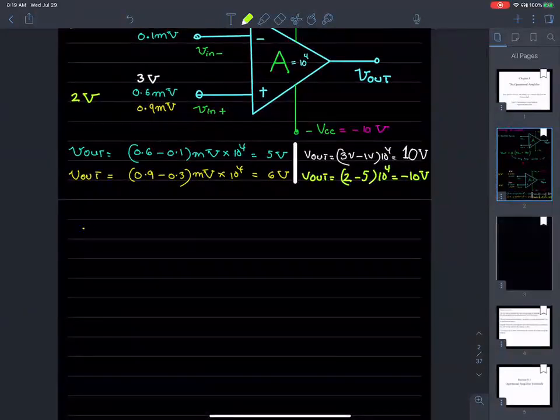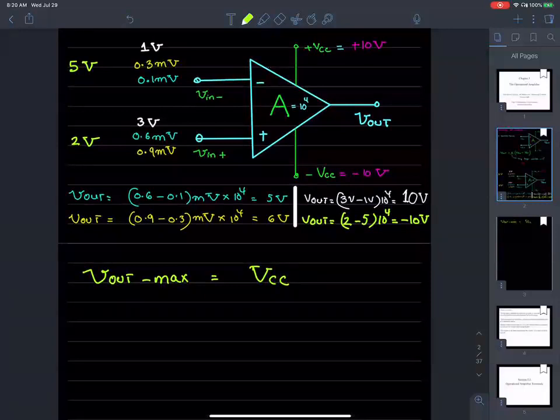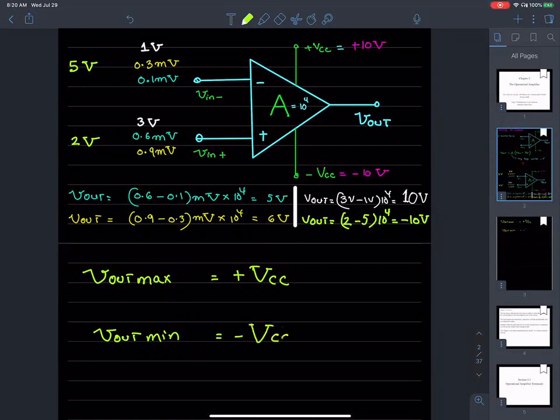So really, V output max, the maximum value possible for V output is the power supply. So the output voltage is capped on the positive side to the VCC. V output minimum, okay, let me not write this as a negative, just so it's clear. V output minimum is capped to the negative VCC.